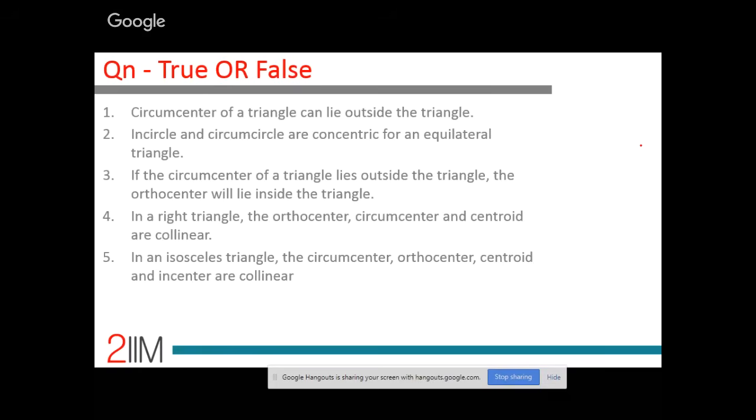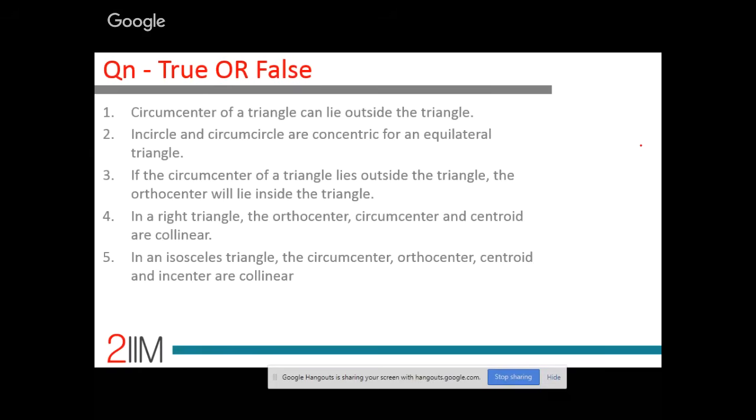In a right triangle, the orthocenter, circumcenter, and centroid are collinear. True? Why true? The orthocenter is the vertex containing the right angle. The circumcenter is the midpoint of the hypotenuse. If you join these two, that's a median. The centroid will lie on the median. So orthocenter, circumcenter, and centroid are collinear for a right triangle. This is not true just for a right triangle. For any triangle, orthocenter, centroid, and circumcenter are collinear. The proof for that is far tougher.